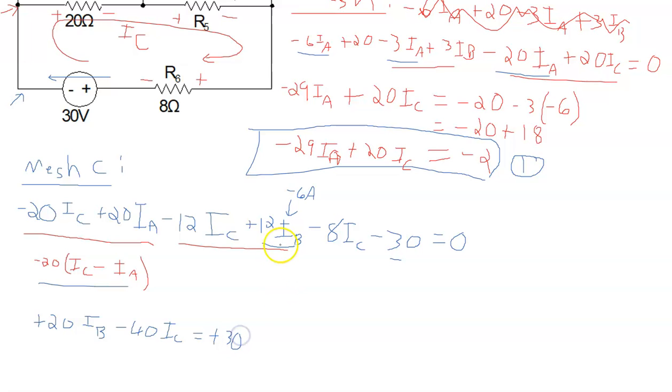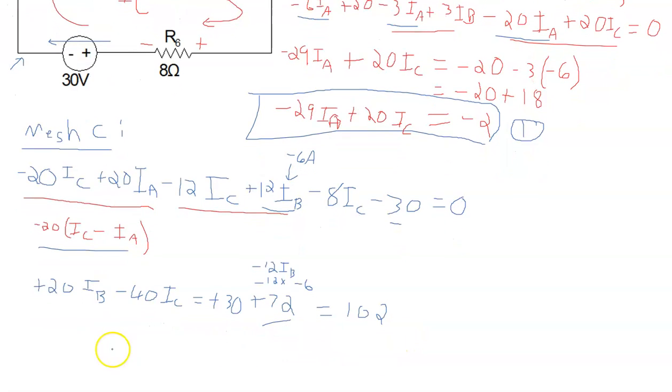Take our term with IB in it, bring it across the equal sign. It's negative 6 times 12, which is negative 72. It brings it across the equal sign, it becomes plus 72. Now, remember, it was plus 12 IB, so negative 12 times IB, and so that was negative 12 times negative 6. So plus 72. And plus 30 and plus 72 is 102. So that equation became 20 times IB.